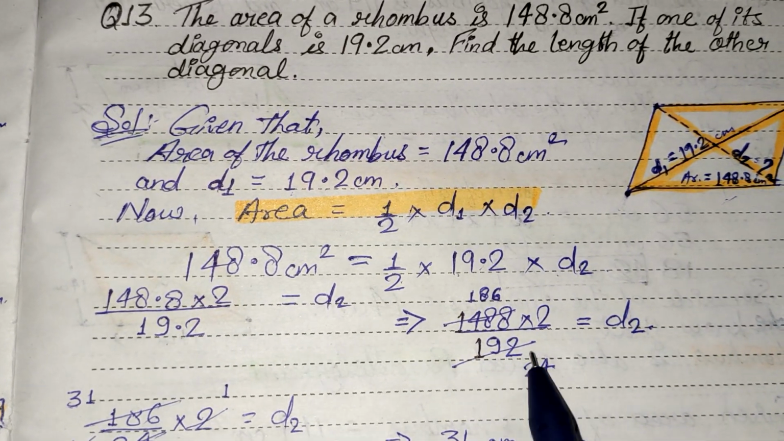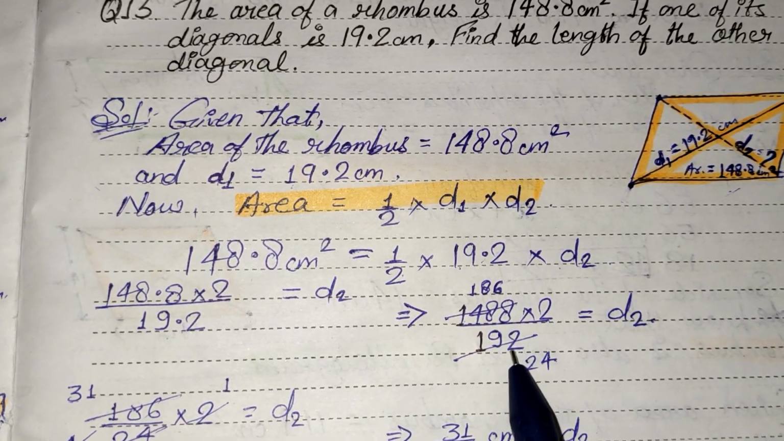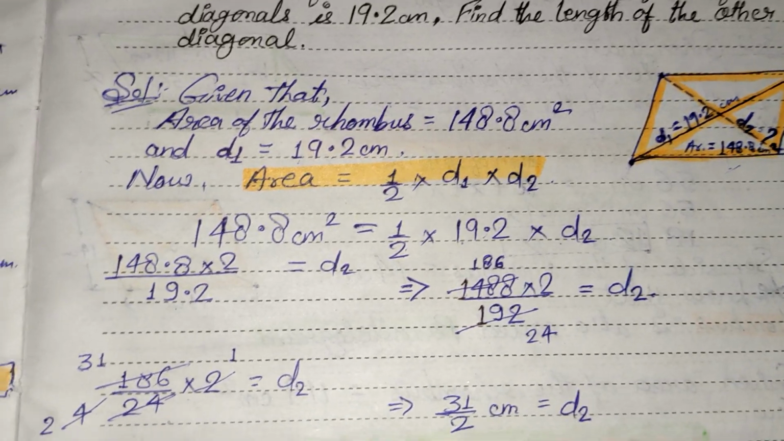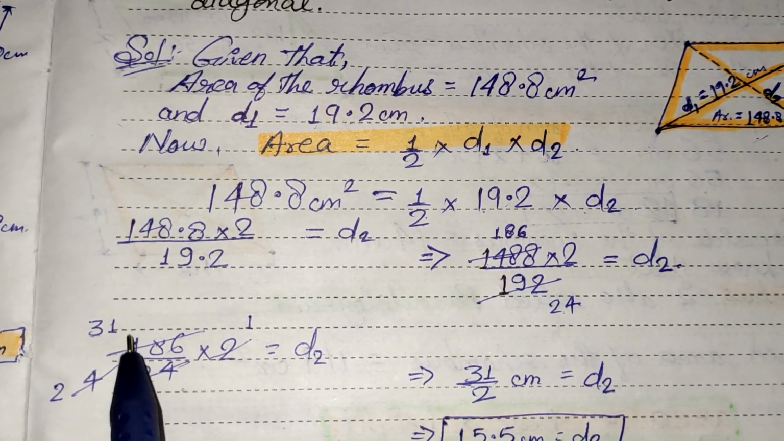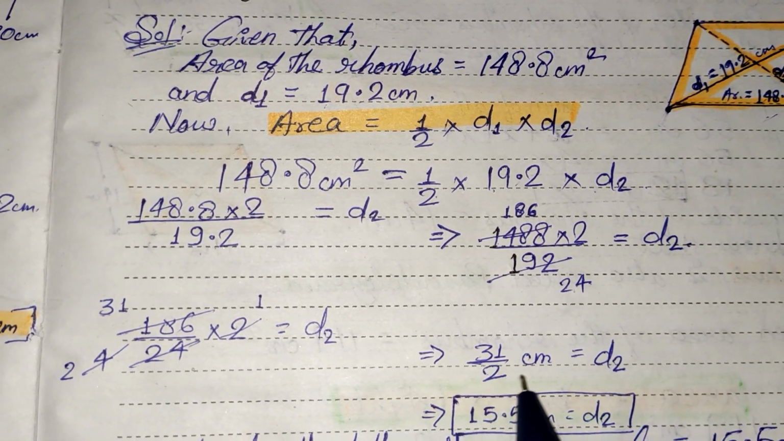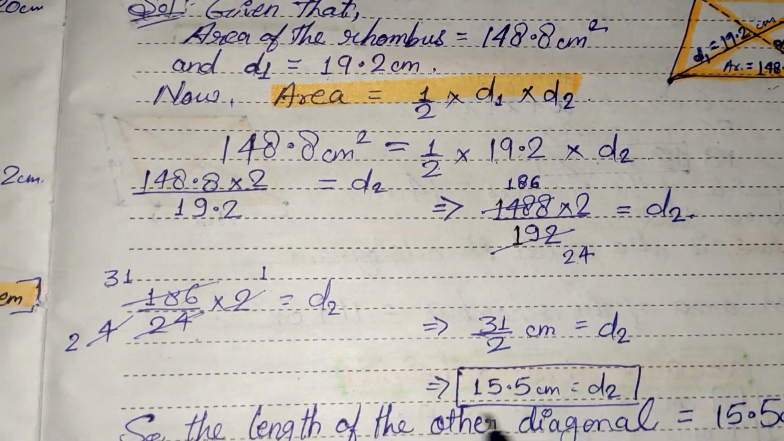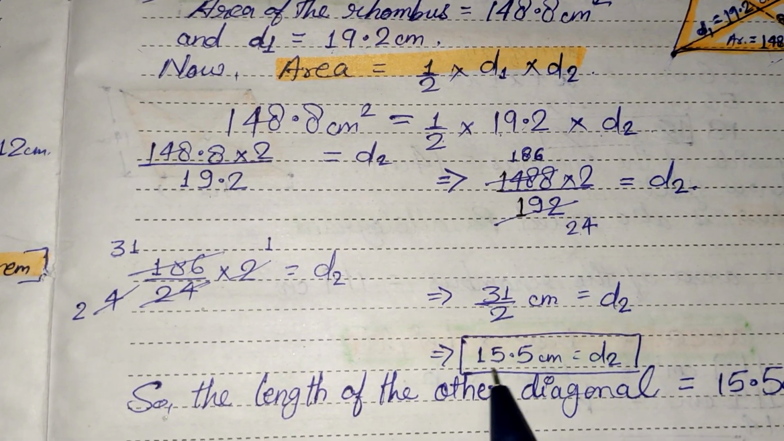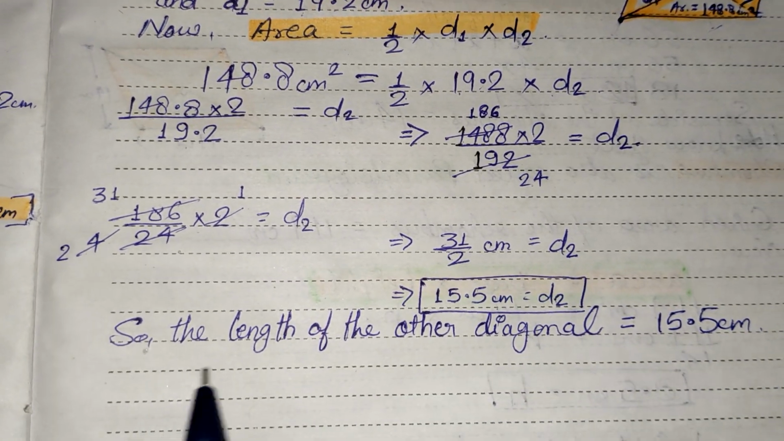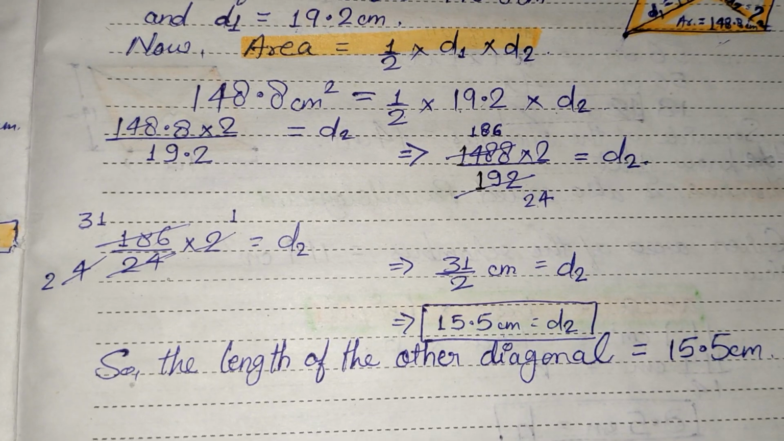Now calculating this, we have 1488 upon 192. Cut it with a table, and we have 186 upon 24 into 2. Now cut this again with a table. We have 31 upon 2. Here 31 upon 2 centimeter is equal to d2, sorry, second diagonal. Now calculating this, we have 15.5 centimeter as the length of the other diagonal. So the length of the other diagonal is 15.5 centimeter.